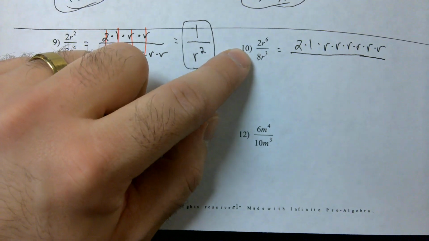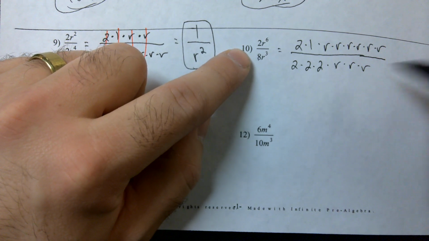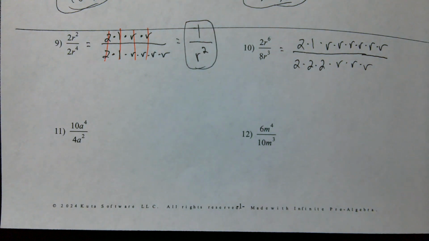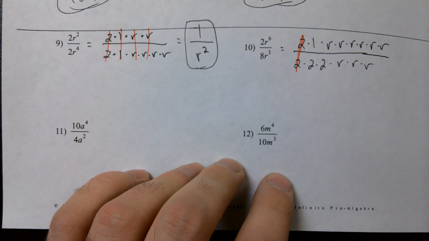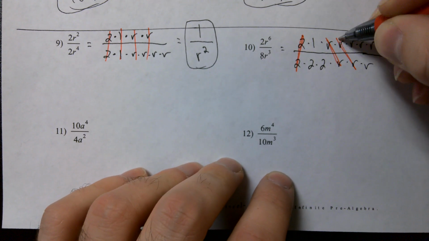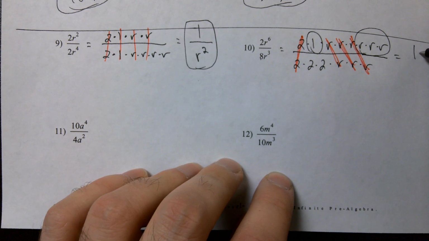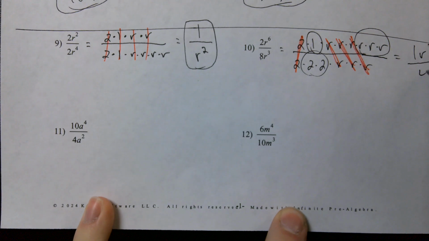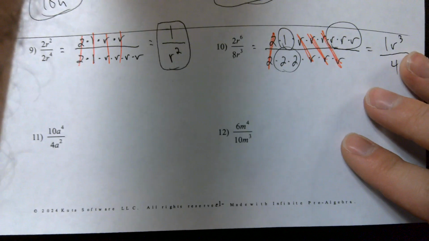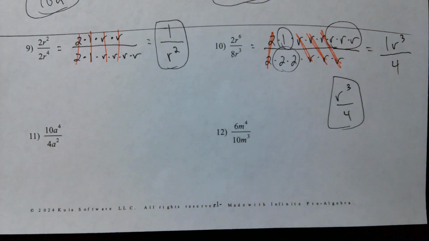On the bottom, how can I expand out 8? 2 times 2 times 2. And I've got 3 r's on the bottom. What pairs can I cancel out now? Pair of 2's go away. What else? 3 pairs of r's. On the top now, I've got a 1 with 3 r's. On the bottom, I've got 2 times 2, which gives me 4. Do I need to write that 1 in front of the r's? No. So we end up with r cubed, or r to the 3rd power over 4.